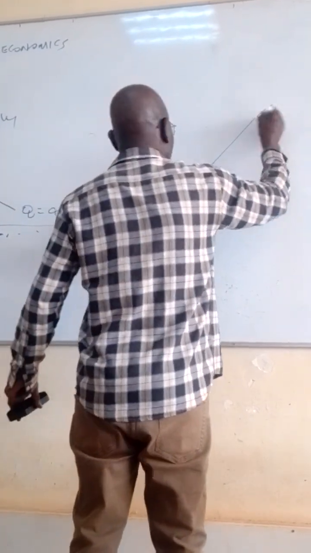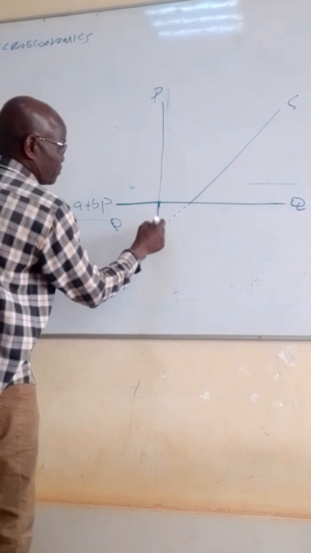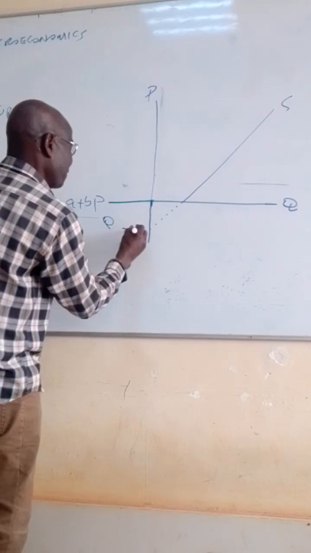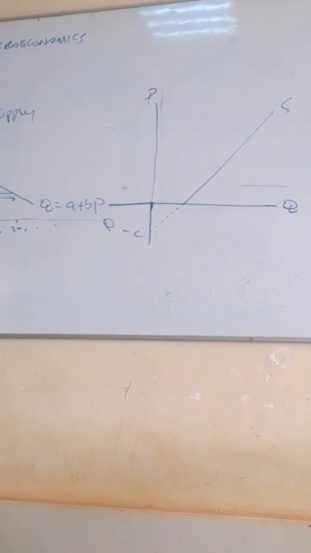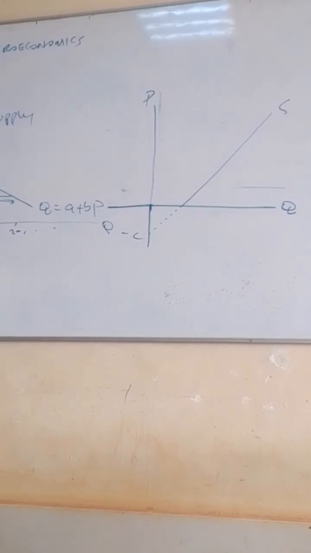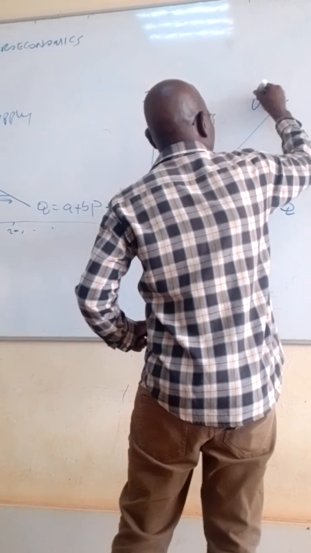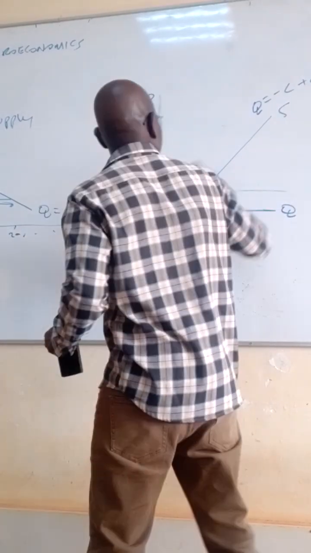This is our supply curve. So if you are talking about negative C, it will not begin at 0. Supply curve. At negative C, then this is our negative C, right? Yes. That's our negative C. So this is the supply curve, that is, quantity is equal to negative C plus D. P is simply the slope.